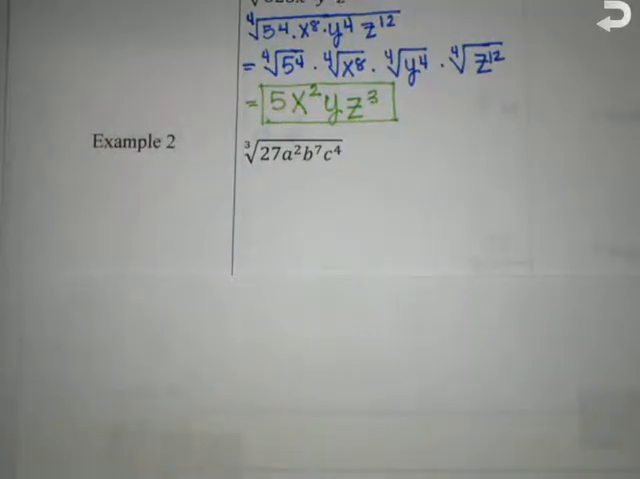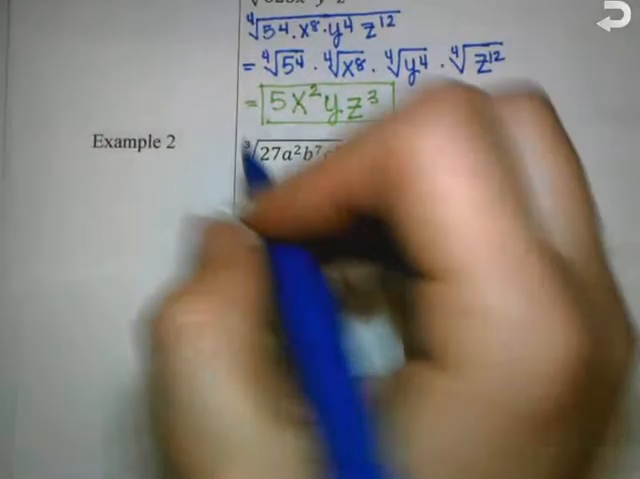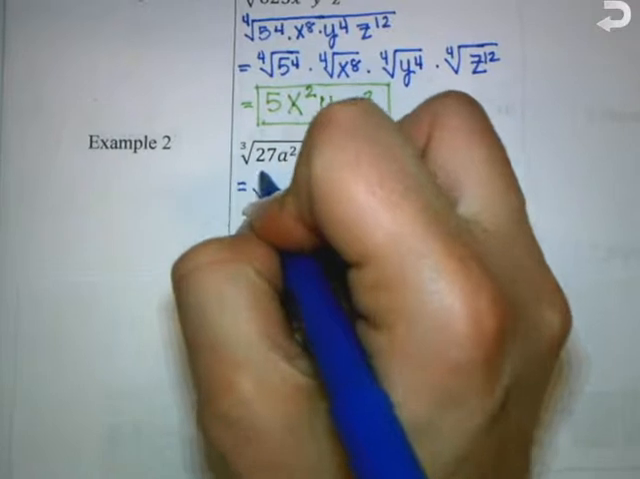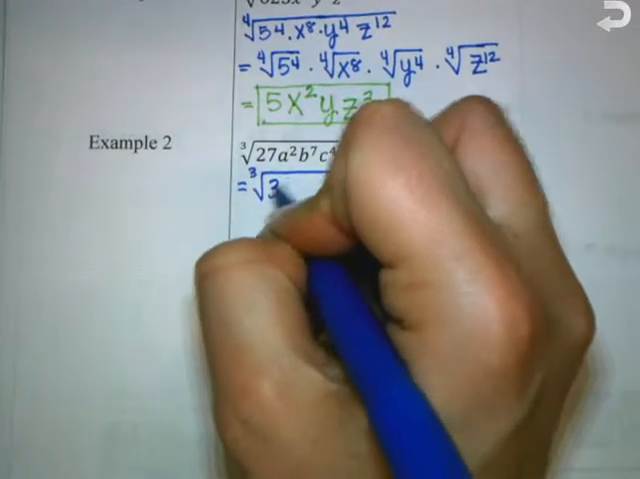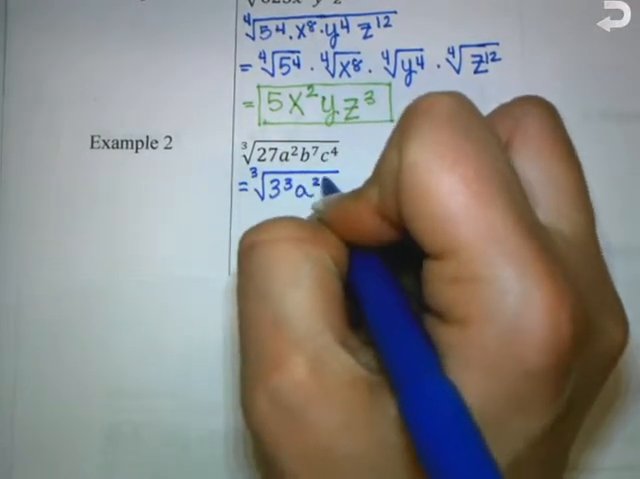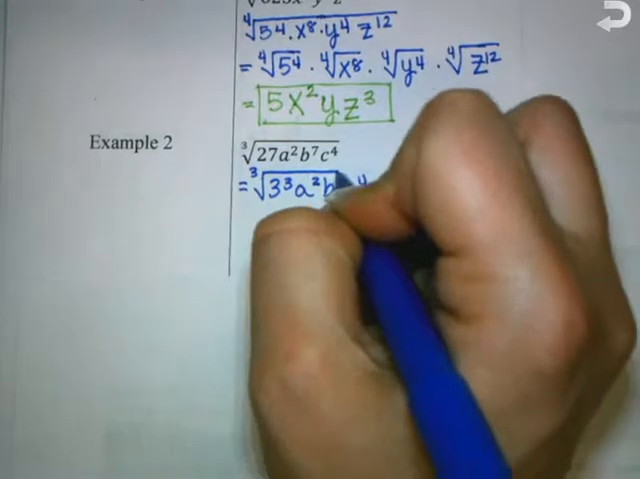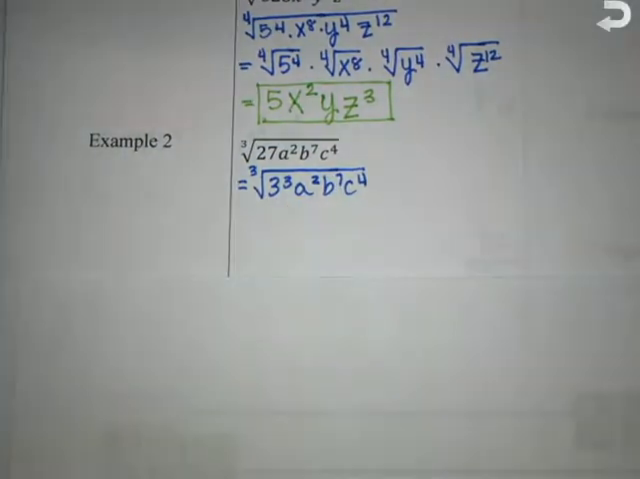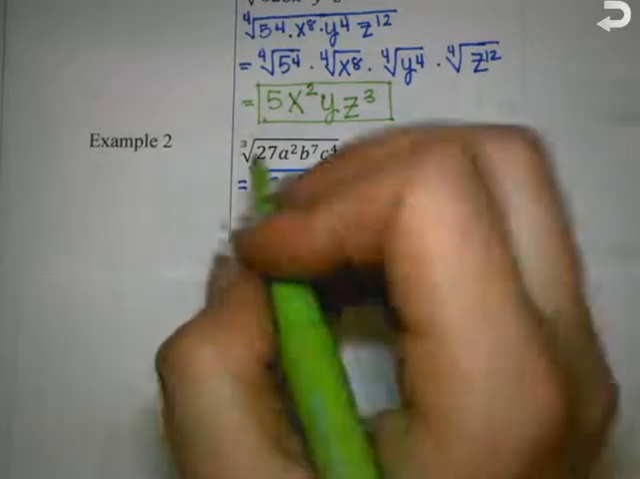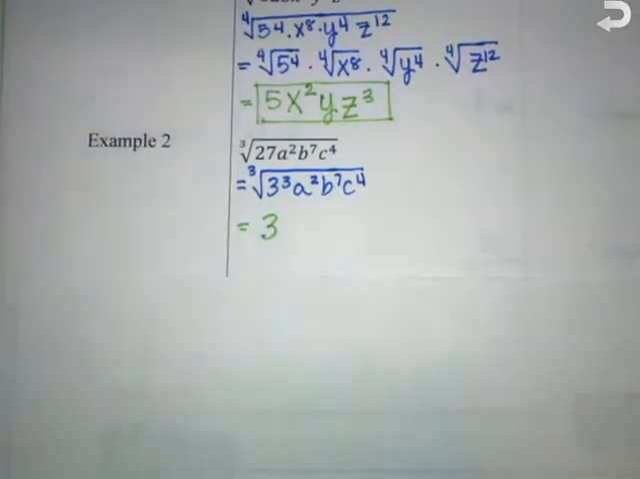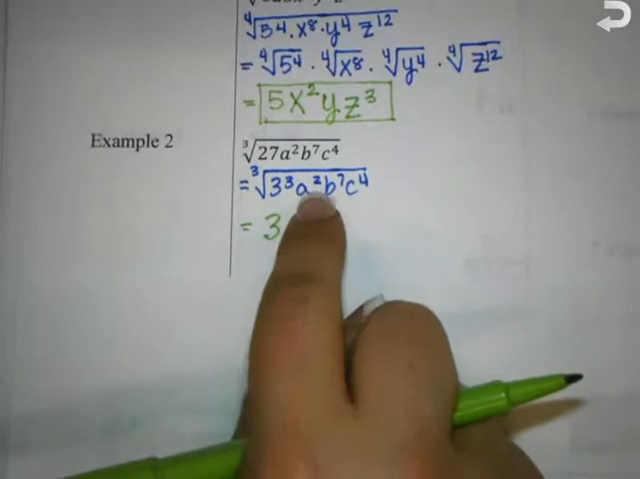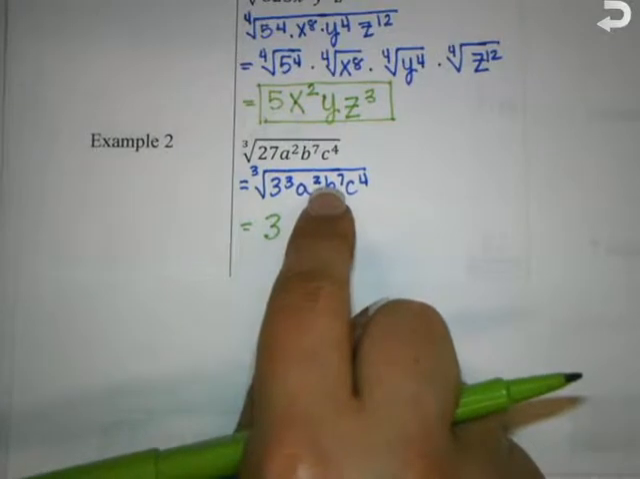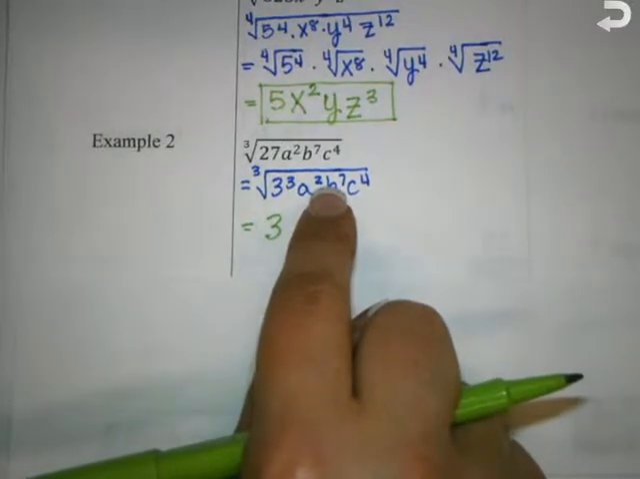So we can actually pull out, actually I'm going to first rewrite it as just 3 cubed, a squared, b to the 7th, c to the 4th. And this is just going to come in handy later on. So that's why I'm doing it now, just to get us used to it. So 3 cubed, cube root of that is just 3, right? Okay, what about a squared? Are there any groups of 3 in there? No.